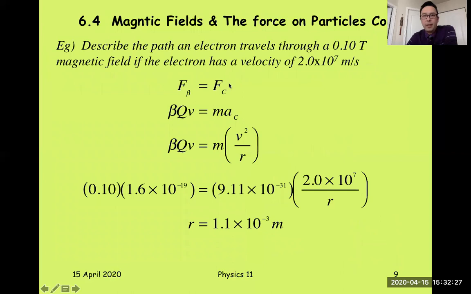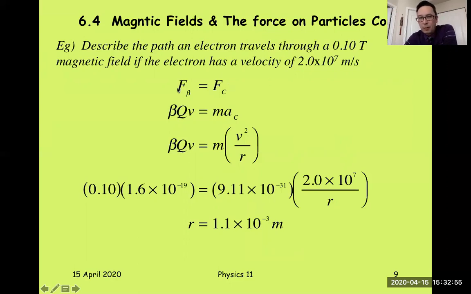So here's an example of a question. This is describe the path of an electron. When they're asked to describe the path of an electron, and if that particle's path is circular, the way to describe it is to tell the radius. That is the way to describe a circular path with radius of whatever. So describe the path of an electron that travels through a 0.1 Tesla magnetic field if the electron has a velocity of 2 × 10⁻⁷ meters per second.